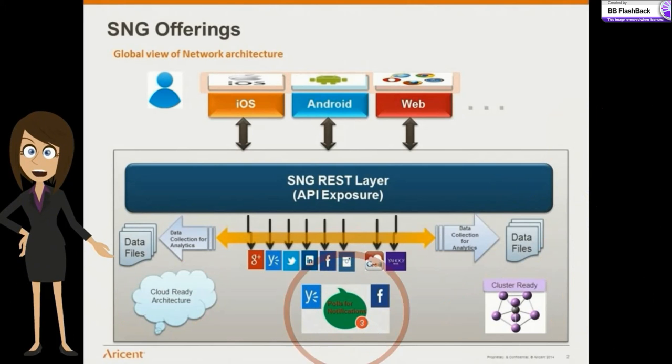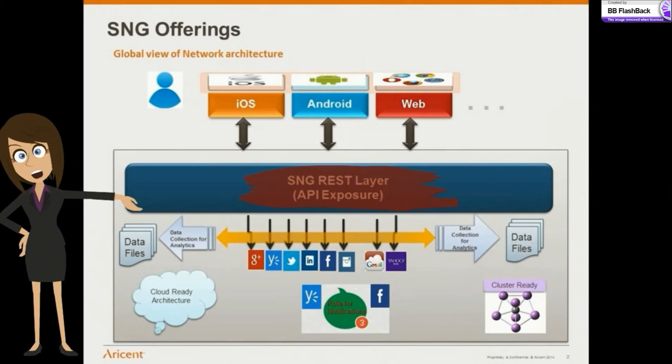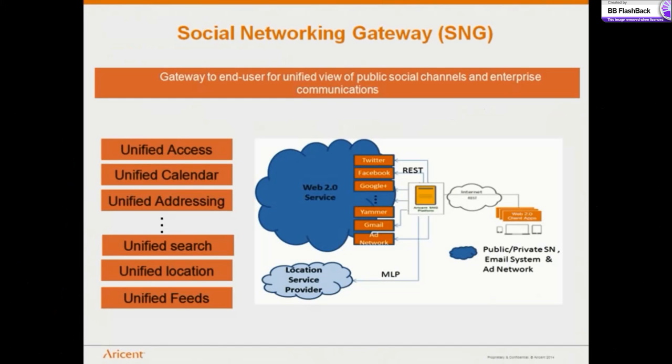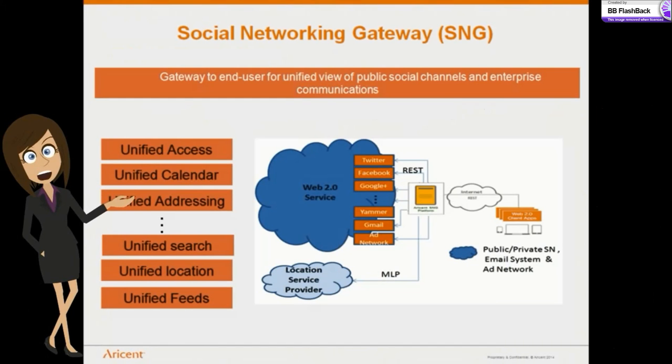SNG polls for notifications from Facebook and Yammer, and maintains them in an AirGear push server, which can be hooked onto any of the clients like iOS, Android or web apps. All these services are exposed via the REST layer, which makes it easier for the clients to communicate with SNG. Besides unified content access on the supported social networks, SNG provides unified calendar, addressing and also unified search, location and feeds options to the user.